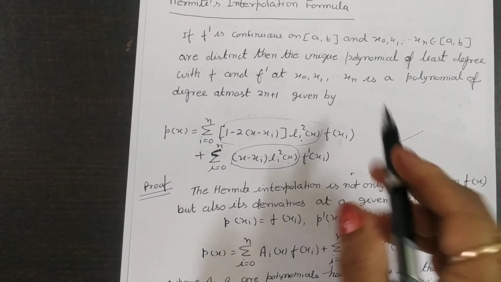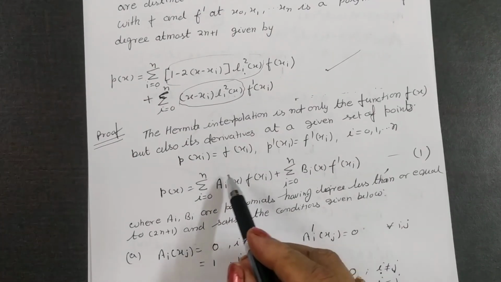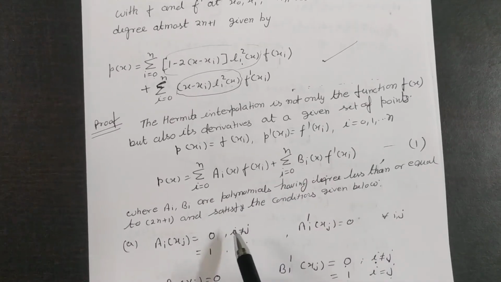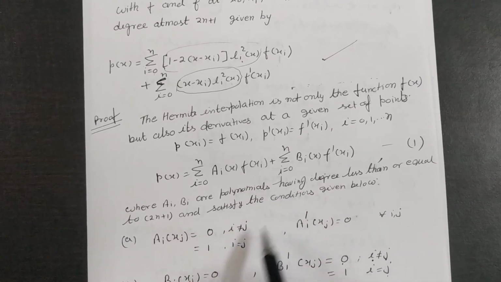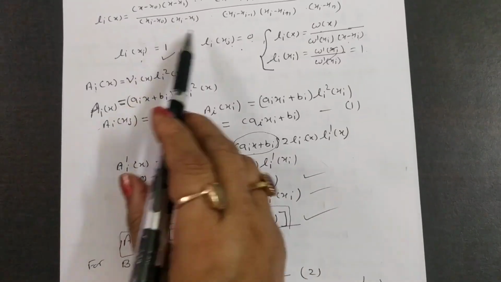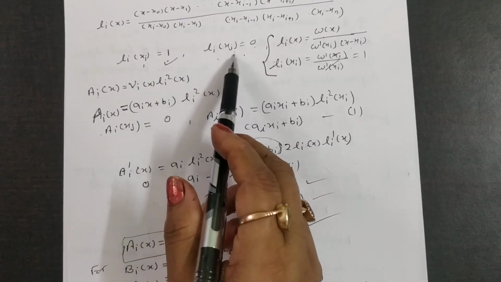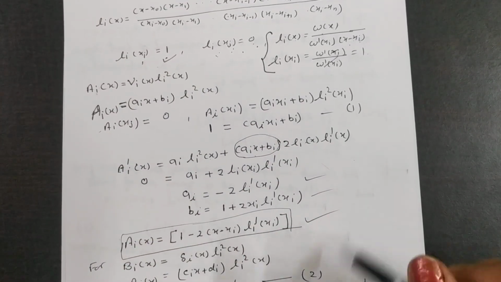Now this is the Hermite interpolation formula. In this problem, aix and bix are polynomials of at least degree 2n plus 1. So you substitute here aix like that. By using these conditions, you evaluate using the Lagrange interpolation formula. Here we obtain lixi equal to 1 and lixj equal to 0. Using this and operating the conditions, we get this one.